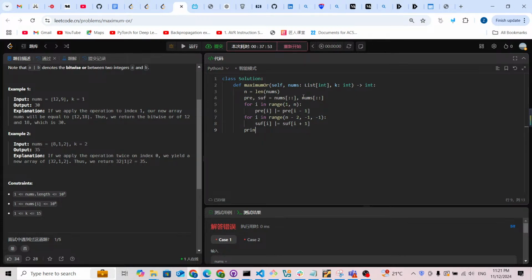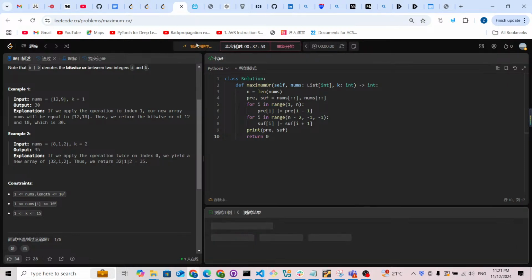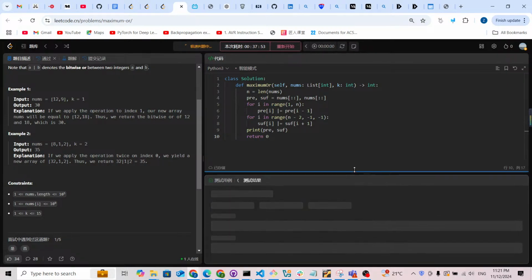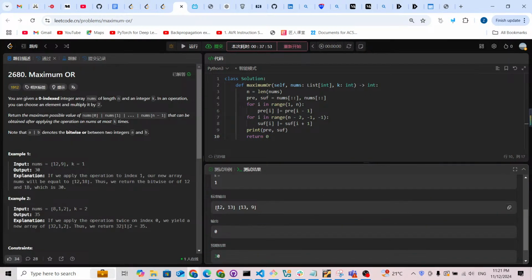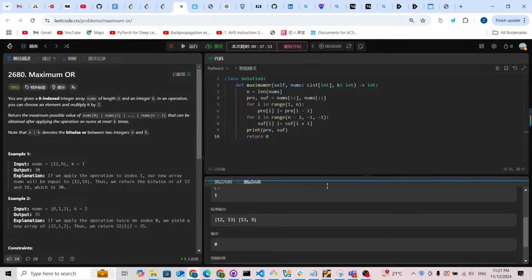Now let's print out the prefix and suffix and check what is inside. Let's just return 0 at the moment. Let's check what happens for this prefix and suffix array. As you can see, our prefix array is 12. For the next one, 12 and 9, it is 13. And if we calculate the suffix, this is 9. For the next one, it is 13 as well. This means our calculation is right.